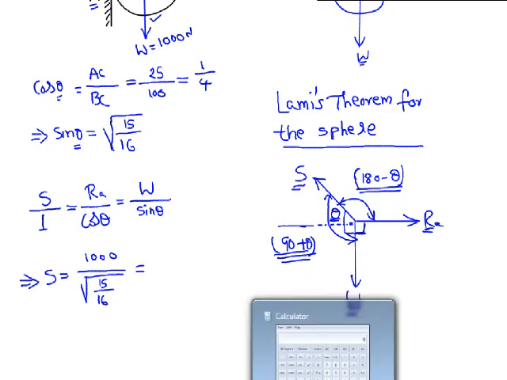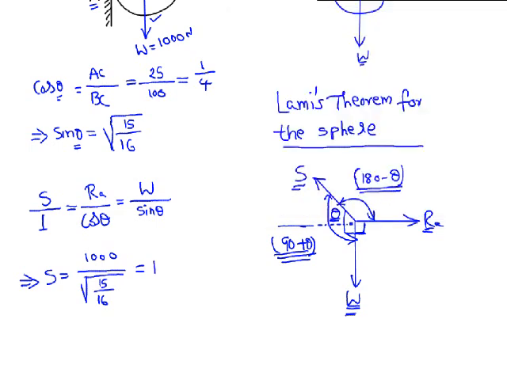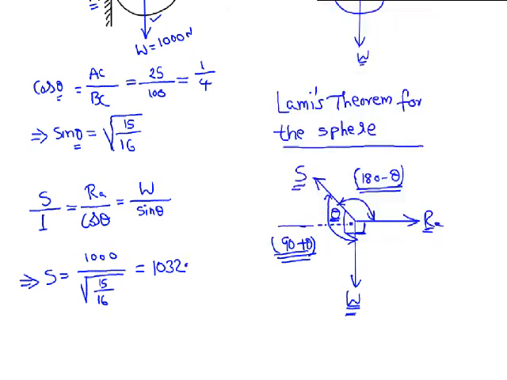This value can be quickly computed. Let me try to bring up the calculator. Okay, the calculator is here, so we punch in 1000 divided by, bracket open, 15 divided by 16, bracket close, y-th root 2, equal to 1032.8 Newton.